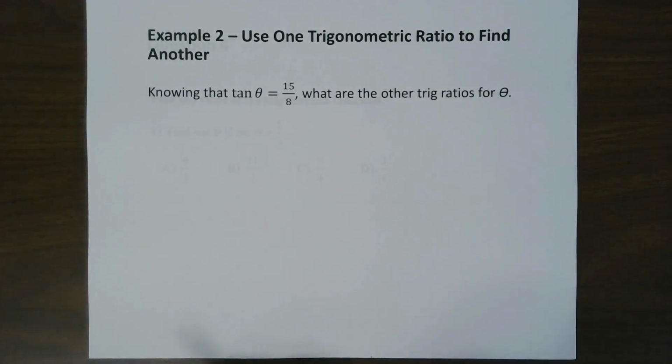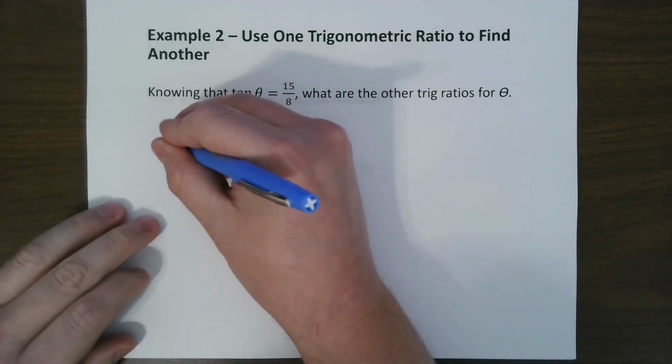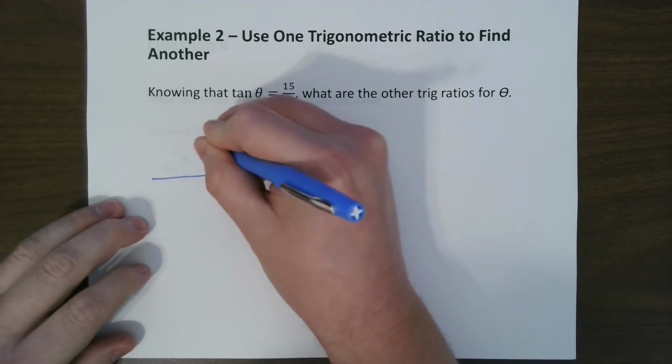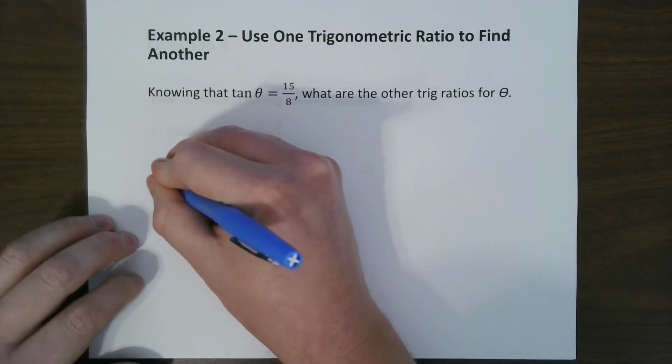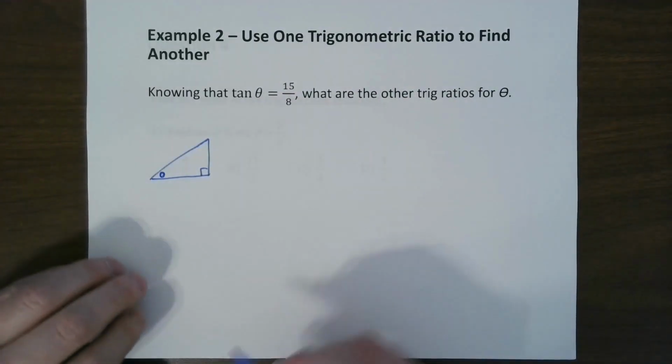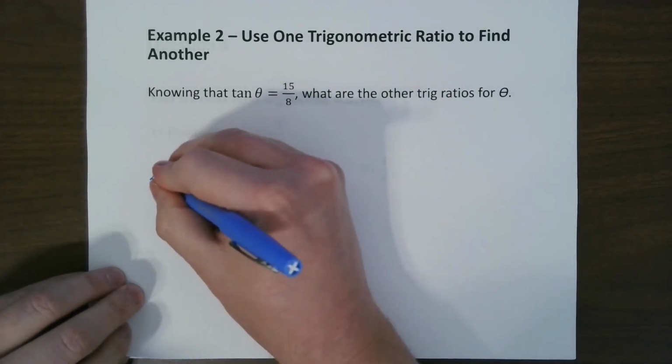Okay, what if we know one ratio? Can we find the rest? The answer is yes. So draw a right triangle. I'm going to draw it like this. It doesn't matter how you draw it. I'm going to pick an angle, we'll call it right here, and make that my theta, if you will.